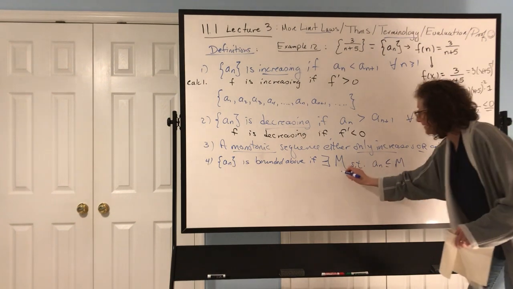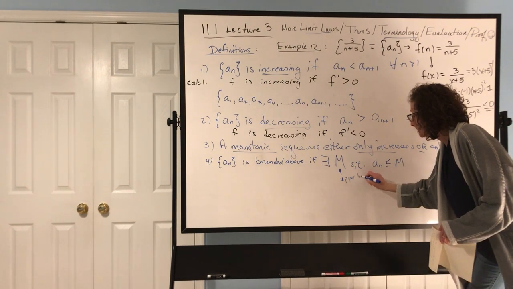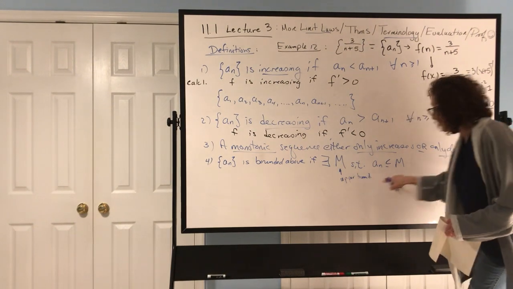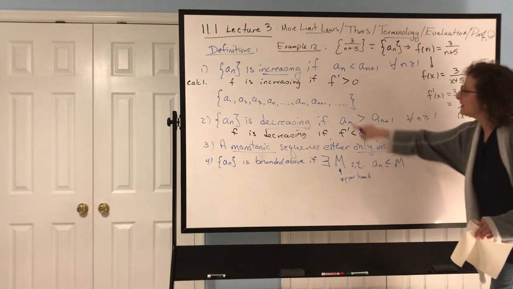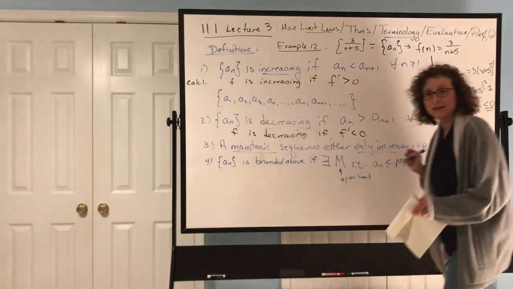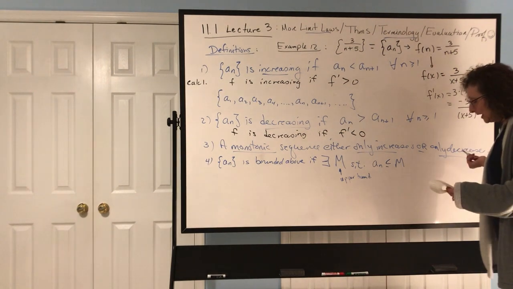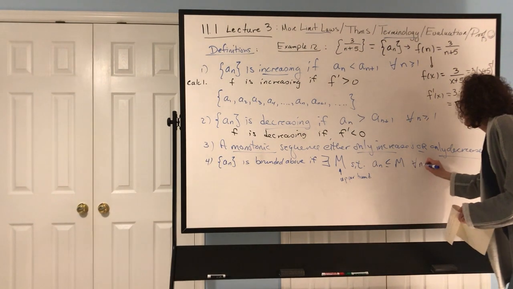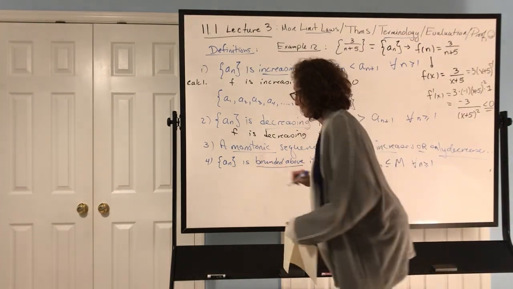So this guy is an upper bound. It's a number that is bigger than or equal to every number that's in the sequence, right? Does that make sense? Every number that's in the sequence. And again, we should say for all n greater than or equal to 1. That's the definition of bounded above.